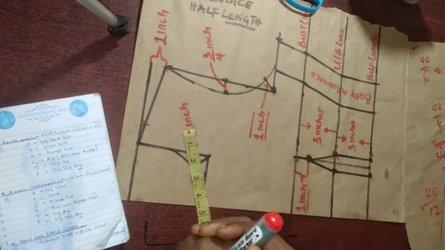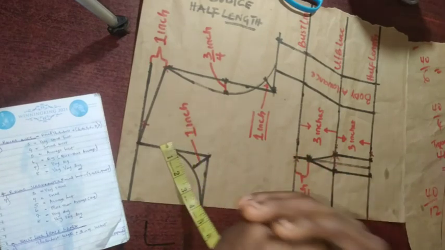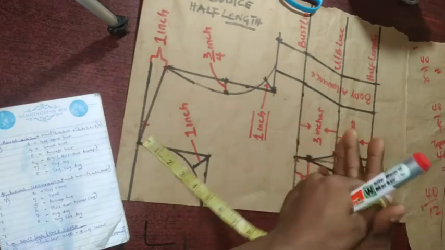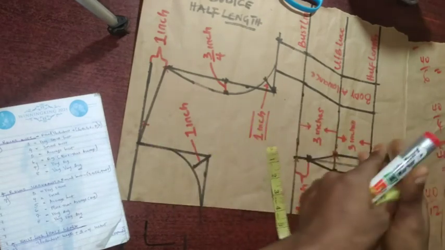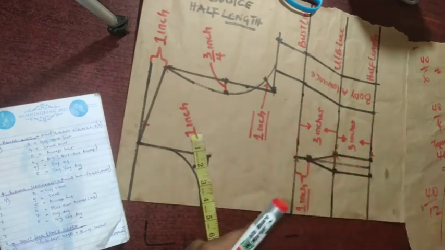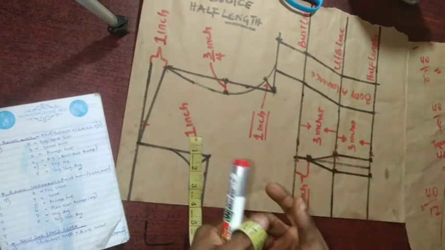So all I'm still trying to say is that if your under bust length is 15 inches, it means that 15 plus 3 will be your half length. That is 15 plus 3 is 18. That means 18 inches is your half length. So we are done with that particular one. That one is very simple, shey.